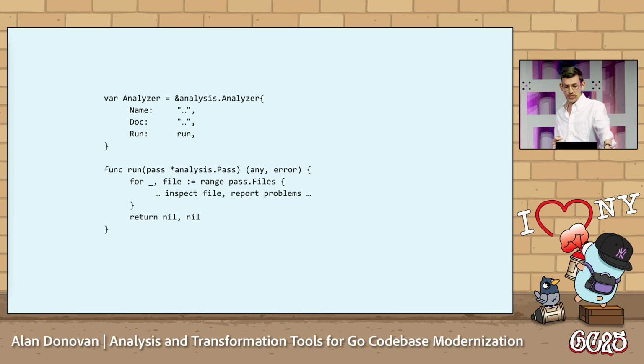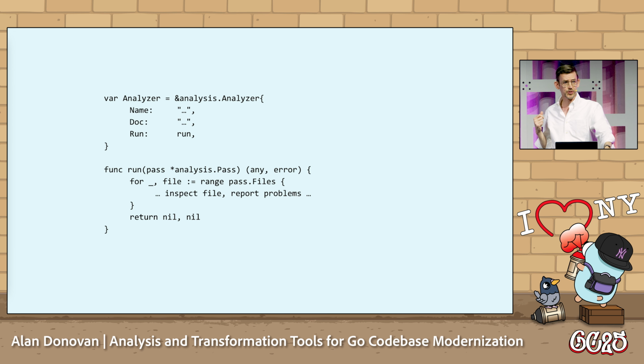An analyzer is essentially a function that is called for each package in turn, in dependencies first order, analogous to the way a compiler builds up a set of packages starting at the bottom. This code shows the general skeleton of an analyzer. The run function is provided a pass, which holds the type syntax trees of the package and lots of other information. I'm not going to go into all the details.